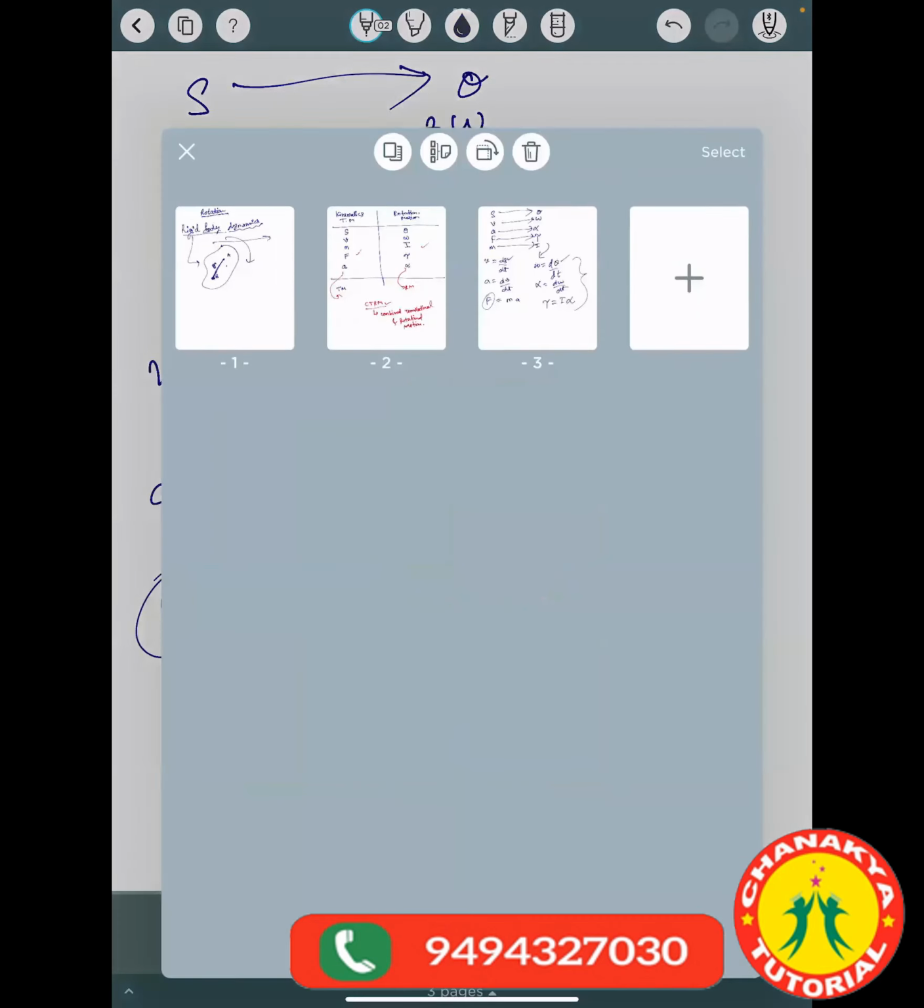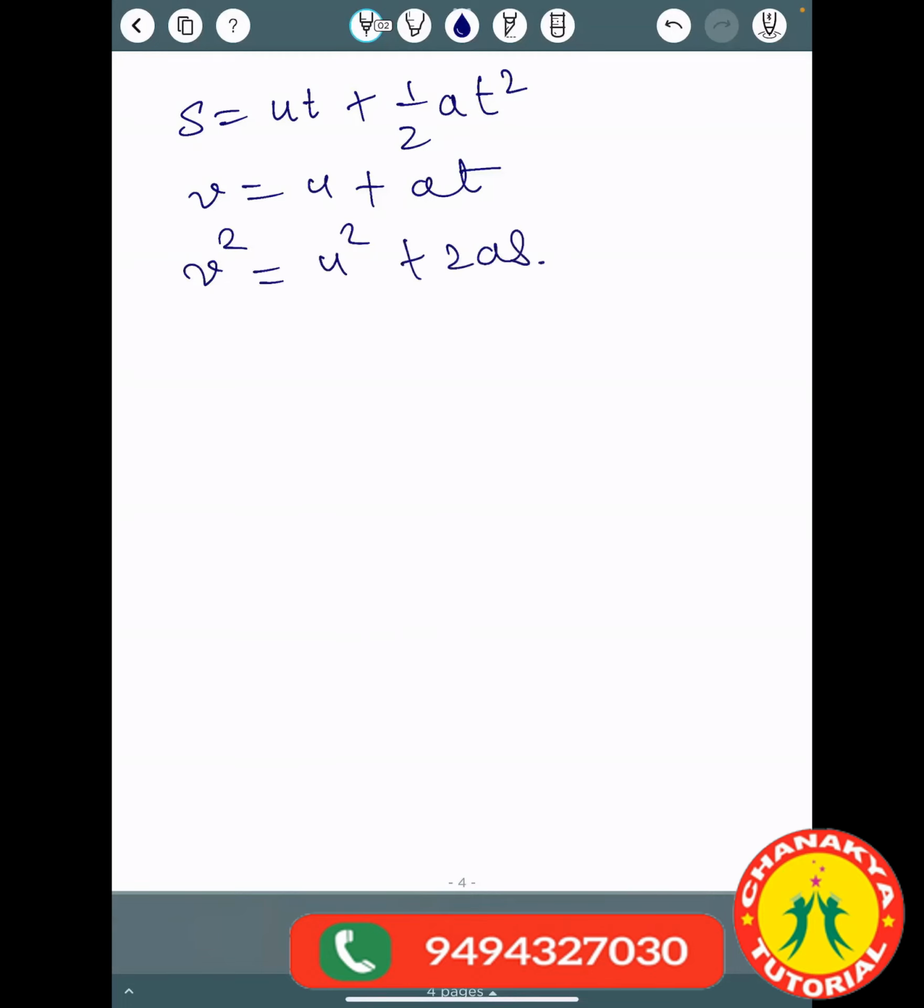Okay, everyone written this. Let's go ahead. Devian, listen carefully, man. S is equal to ut plus half at square. V is equal to u plus at. V square is equal to u square plus 2as. These three formulas you write in rotational format. And consider initial angular velocity as omega naught, final as omega. Write down. This means u is omega naught, v is omega.